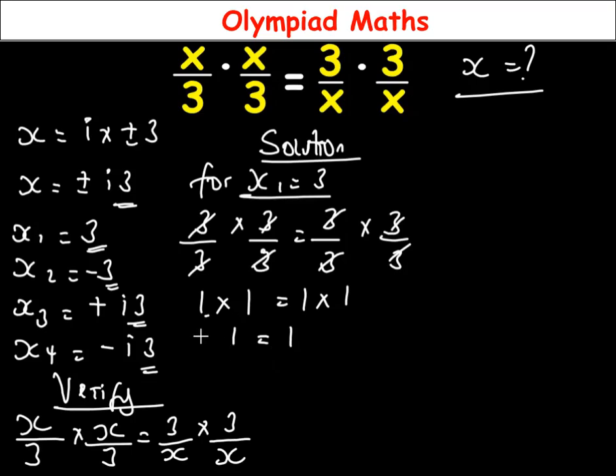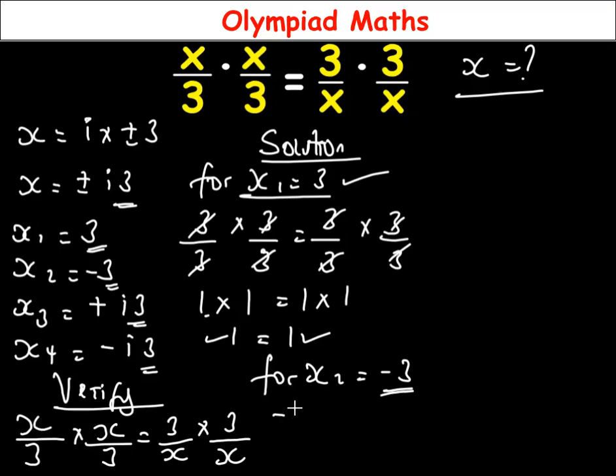As you can see, what you have on the left hand side equals what you have on the right hand side. So the value of x1 as 3 satisfies the equation. Now for the next value of x, so for x2, which equals minus 3, if we input the value of x2 at minus 3 into the equation, will it satisfy the equation? Let's check it out.